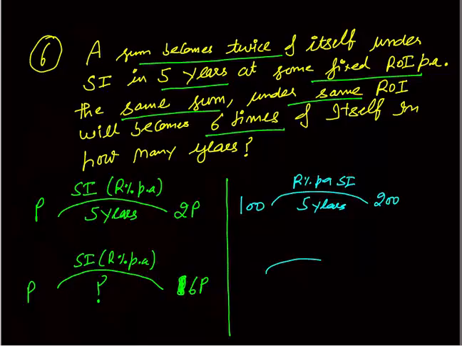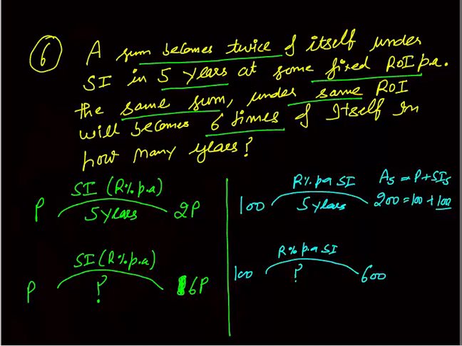What we need to calculate? This 100 rupees under the same r percent per annum simple interest in how many years will become 600, that is 6 times of itself. Now get back to the basics. This 200 is the amount after 5 years. Because you invested principal as 100, you are getting 200, that is twice the money in 5 years. Amount is equal to principal plus simple interest of 5 years. So principal is 100, so the simple interest of 5 years you are getting is 100.